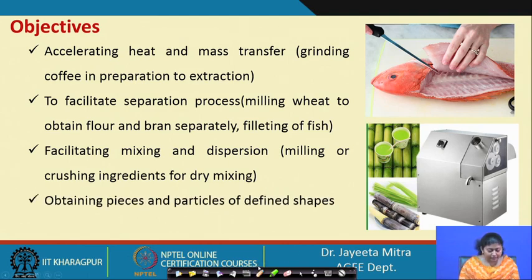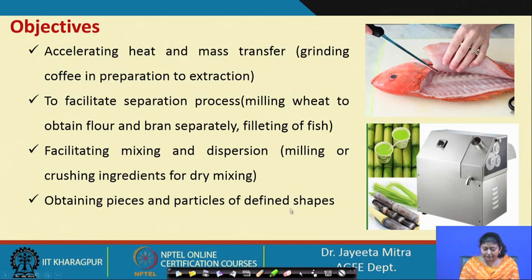And another is to obtain pieces and particles of defined shapes and sizes also. Now, what is that? If we consider different shapes, then different operations are there where we need a particular kind of, let us say, spherical shape or a particular kind of structure. Then we want to grind it and sieve it in predetermined perforated screens, so that we can get the particular shape.